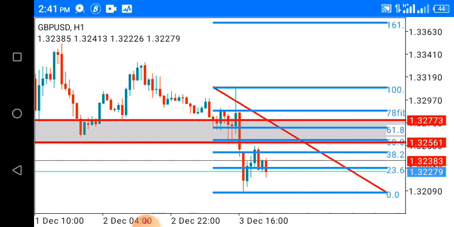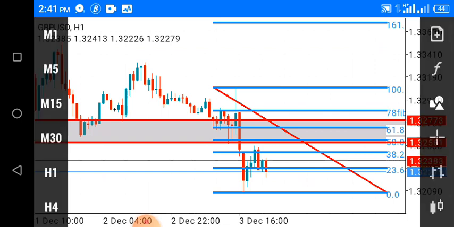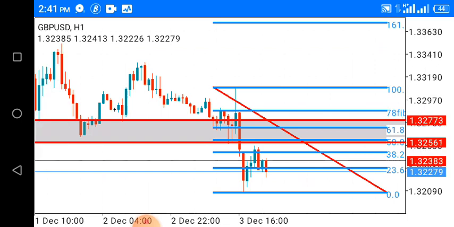So the first one is I identify my trend. After identifying my trend, I identify my structure. After I then identify my structure, I now look for my entry reasons.